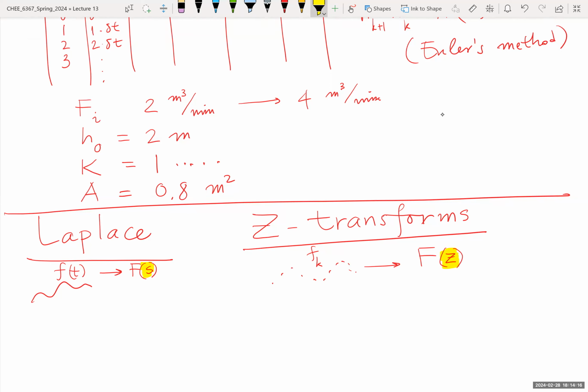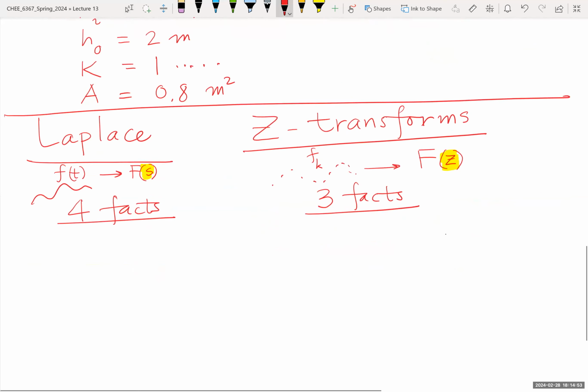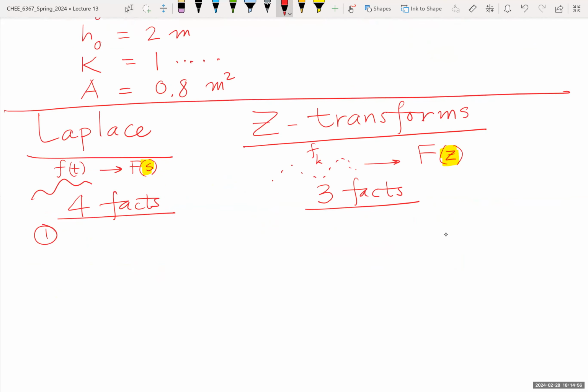And even though there is a definition of how I go from a sequence to the Z transform, I'm not going to do the definition because we can use these Z transforms very, very well without the definition. We just need, in this case, 3 simple facts rather than 4. Here we had 4 facts. Here we need only 3. So we can use these Z transforms very easily. What was the first fact with Laplace transforms? You probably remember this.